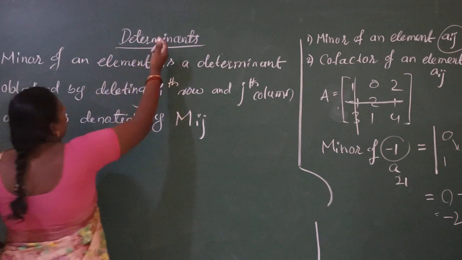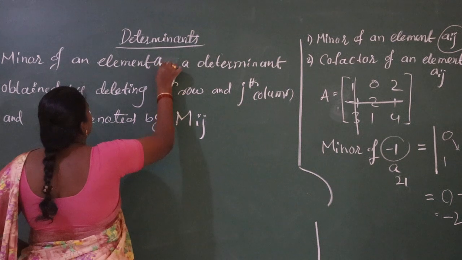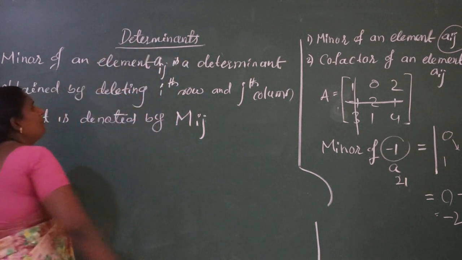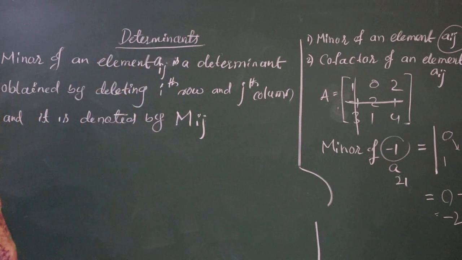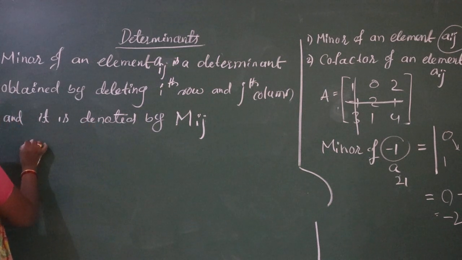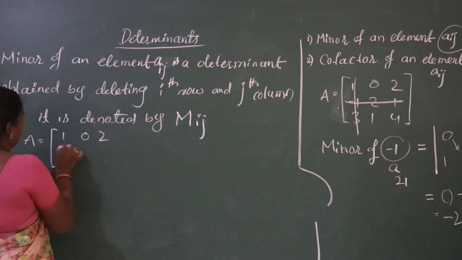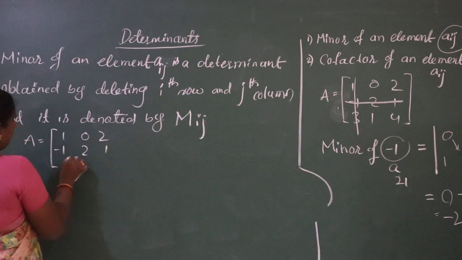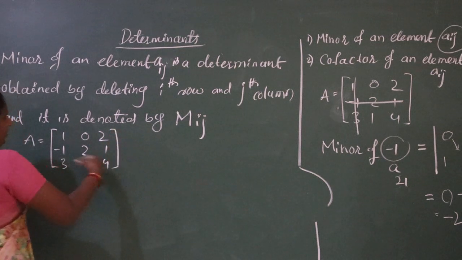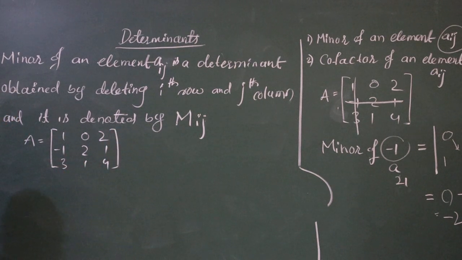Minor of an element small aij is a determinant obtained by deleting the ith row and jth column, and it is denoted by Mij. See one more example. Take the same matrix, 1 0 2, minus 1 2 1, 3 1 4. Now let us try to find the minor of the element 3. Earlier we found the minor of the element minus 1.